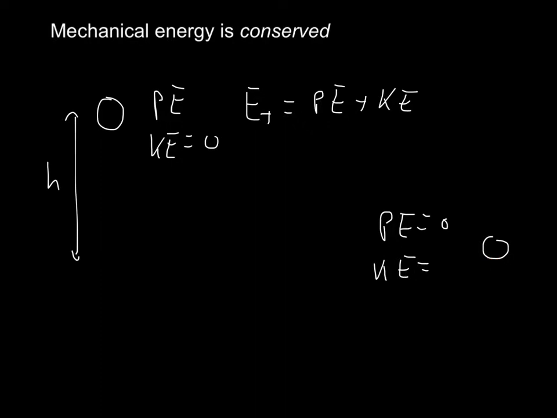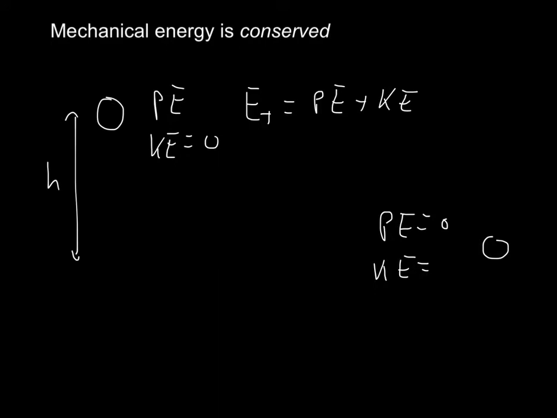So if here I had 20 joules, then when this thing has fallen down, I still have 20 joules, I haven't lost anything. So if in this case the potential energy is 0, then all my energy is kinetic energy. If I had 20 joules here, I have 20 joules here. So this kinetic energy will be equal to the potential energy that I had at the beginning.